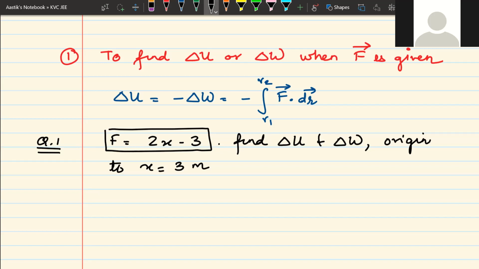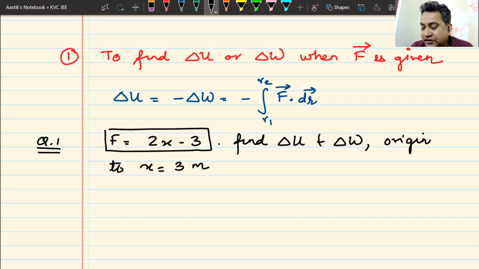Sir, minus 9 joules. Minus 9 joules, I have got an answer. Well, I don't know the answer because I have not calculated it. I just created a question here. Let's see if I get an answer. So I have one answer: minus 9 joules. Any other answer?